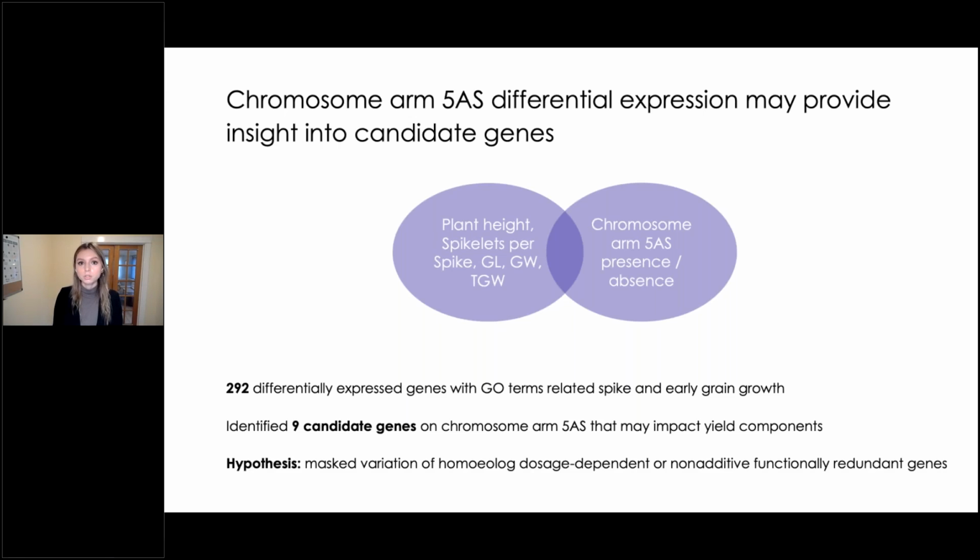And through literature reviews, as well as these GO-terms and searching through the orthologs of Arabidopsis and rice, we identified 9 candidate genes that are known to impact yield components in rice and Arabidopsis and may impact yield components in wheat. Ultimately, in this study that I'm presenting today, we're limited by the resolution of a knockout of an entire chromosome arm, but these genes do lay the foundation for future studies across all group 5 chromosomes to investigate the phenomenon of masked variation of a homoeolog, dosage-dependent, or non-additive and functionally redundant genes, which have historically been some of the more tricky to characterize genes in polyploids and may unlock new breeding targets.